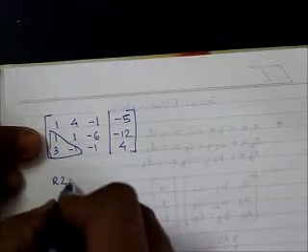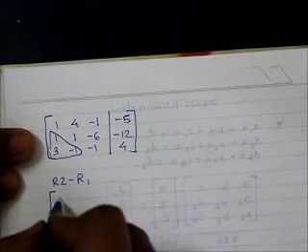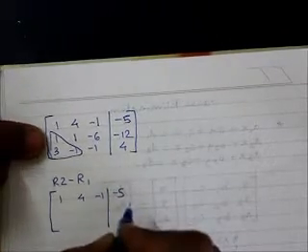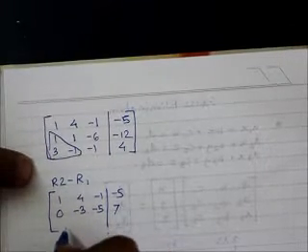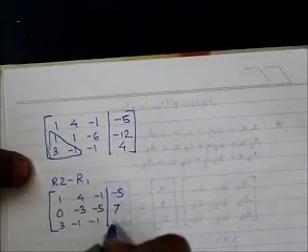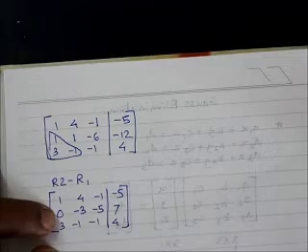So it's going to be R2 minus R1. So this process becomes: the first row remains as it is, 1, 4, minus 1, minus 5. 1 minus 1, that gives me a 0. 1 minus 4, that gives me a minus 3. Minus 6 minus 1, so minus 6 plus 1, that gives me minus 5. And minus 12 minus 5, so minus 12 plus 5, that gives me a minus 7. The third row remains as it is, 3, minus 1, minus 1, 4. So as you see, the first element has become 0.